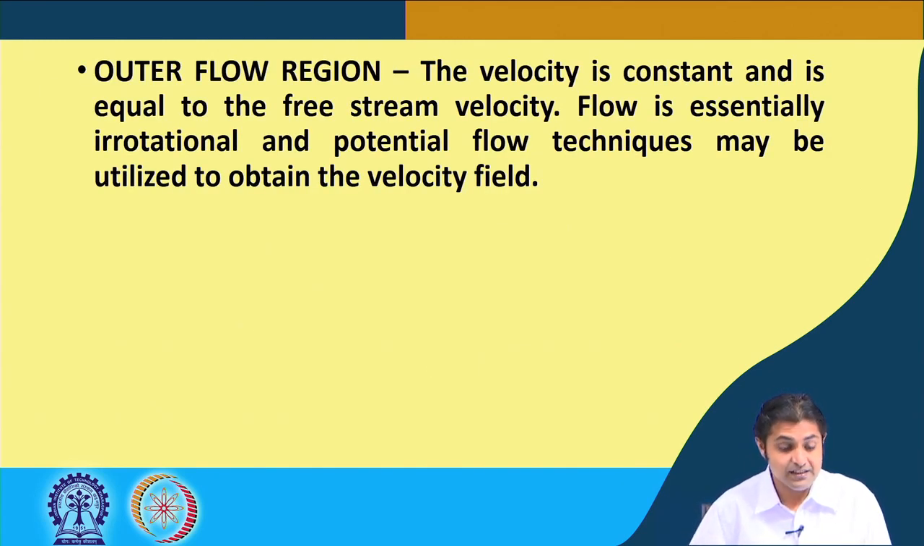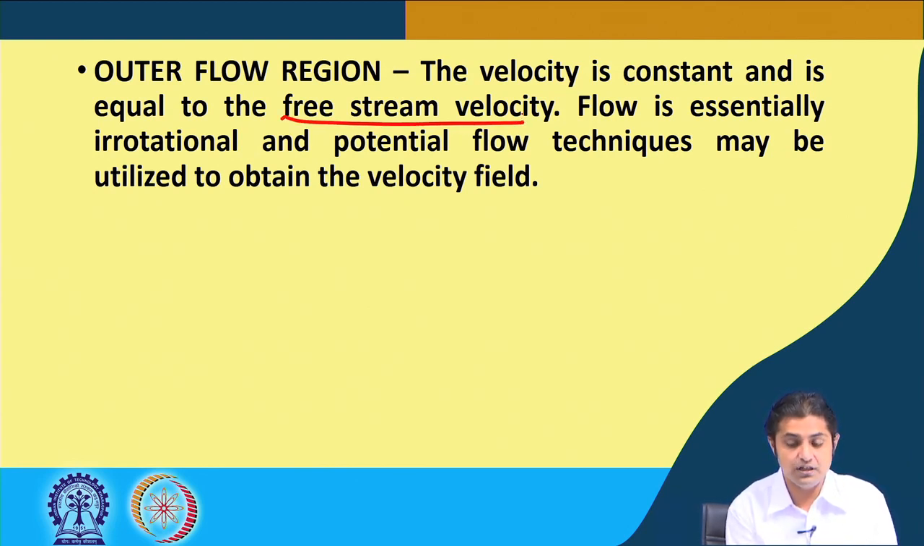The second region is called the outer flow region. The velocity is constant here and is equal to the free stream velocity. As I told you in the initial slides, above this boundary layer the velocity will not be affected. It will be the same as the free stream velocity, whatever velocity the flow had before, and the same will be maintained above this boundary layer. So all the phenomena are happening in this boundary layer.